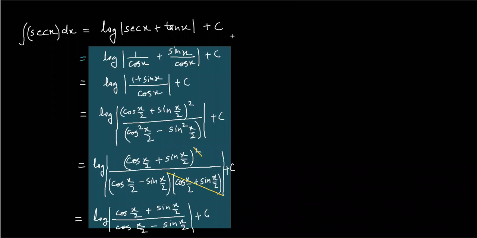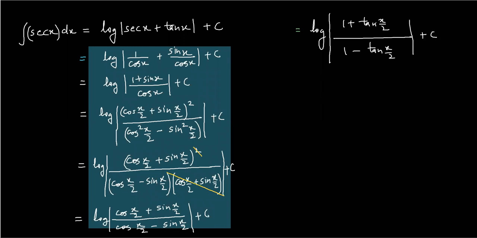I will get here, equal to, I'm writing the next step, log of 1 plus tan x by 2 upon 1 minus tan x by 2. How do I get this step? I divide numerator and denominator by cos x by 2. So numerator, when I divide by cos x by 2, I get here 1 plus tan x by 2, and 1 minus tan x by 2.